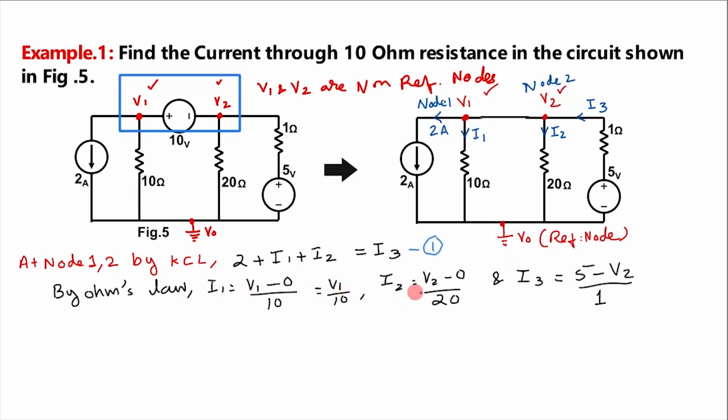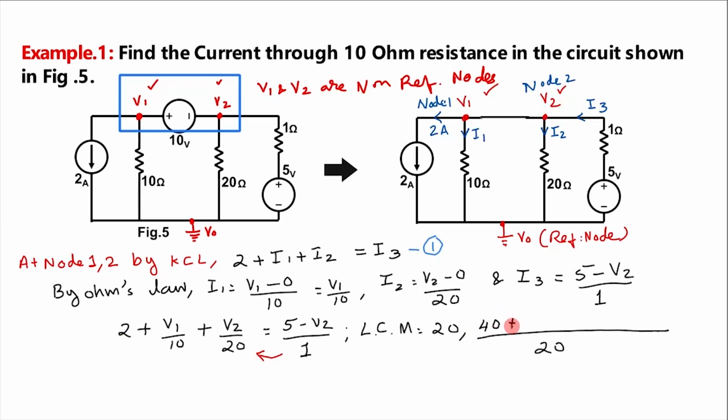So substituting the values of current in this equation, we will get 2 plus I1, that is V1 by 10, plus I2, that is V2 by 20, is equal to I3, which is 5 minus V2 by 1. Here the LCM is 20. Bringing this term to the left hand side and writing, here comes 40 plus 2V1 plus V2 plus 20V2 minus 100 is equal to 0.